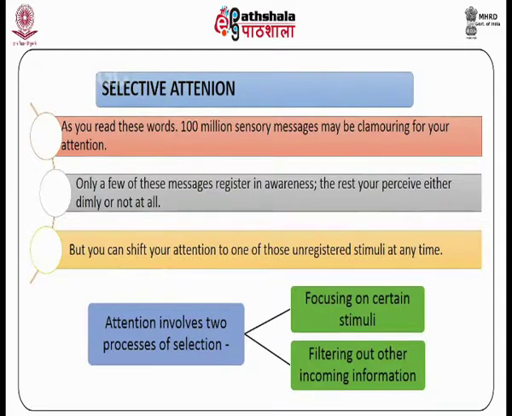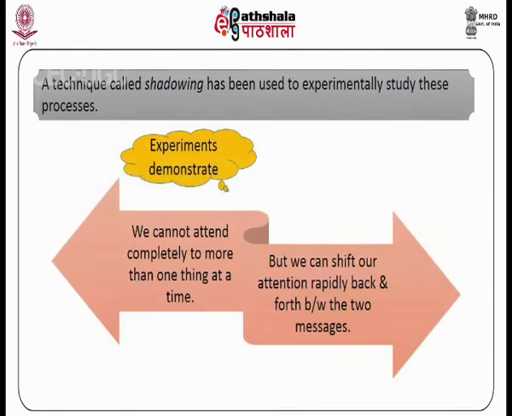Attention then involves two processes of selection: focusing on certain stimuli, and filtering out other incoming information. A technique called shadowing has been used to experimentally study these processes. The experiments demonstrate that we cannot attend completely to more than one thing at a time, but we can shift our attention rapidly back and forth between the two messages, drawing on our general knowledge to fill in the gaps.